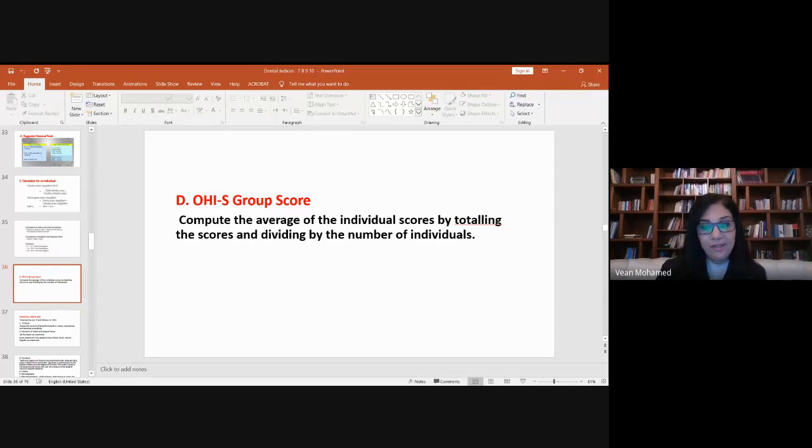Oral hygiene index for a group computes the average of individual scores by totaling the scores and dividing by the number of individuals. Again, if we examine, for example, 100%, 200%, each one has one number. These numbers are totaled and divided by the number of individuals. This will be the range of oral hygiene.